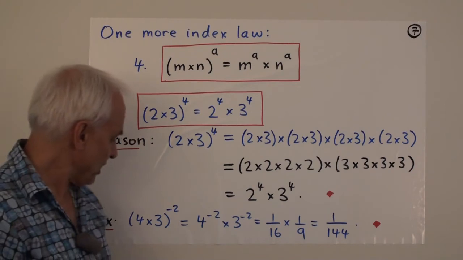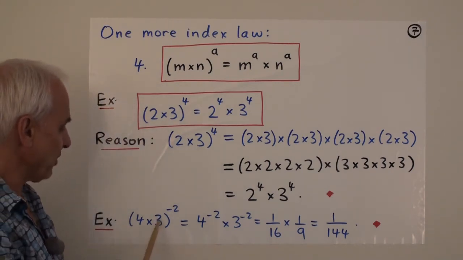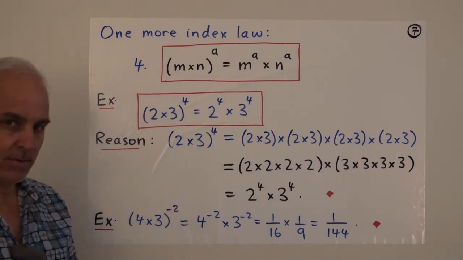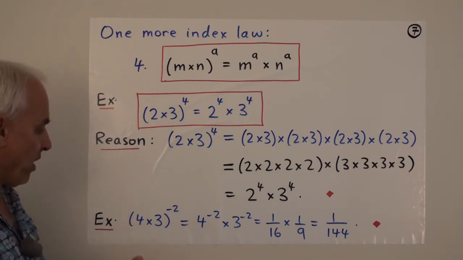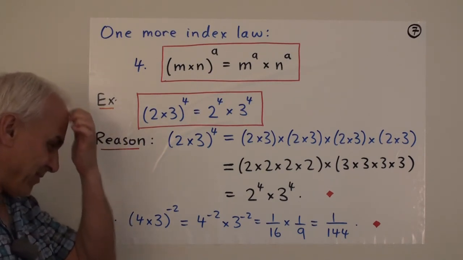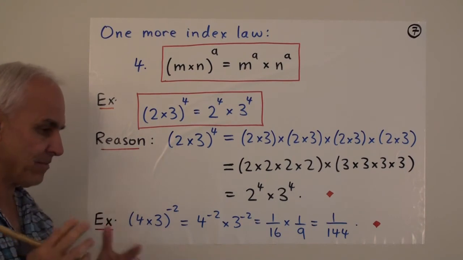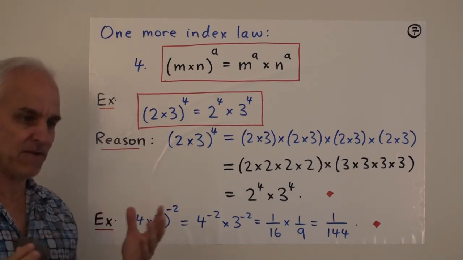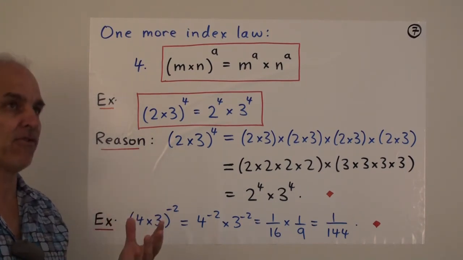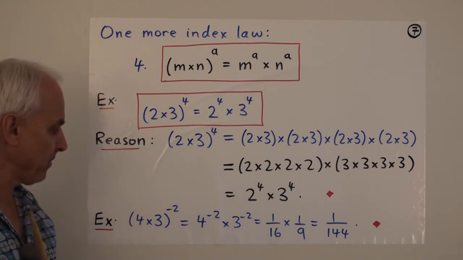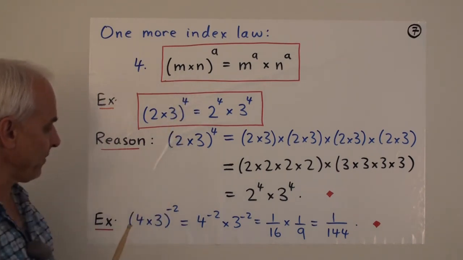So for example, suppose we want to calculate 4 times 3 to the minus 2. Alright, 4 times 3 is 12. But suppose for some reason we forgot what powers of 12 were. We were nervous about powers of 12. What is 12 squared? We can't remember. Well, we could apply this law.